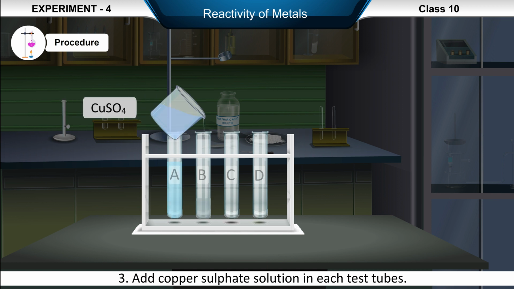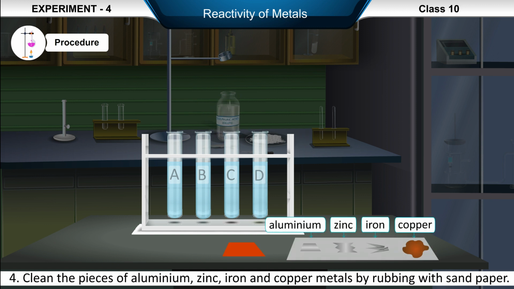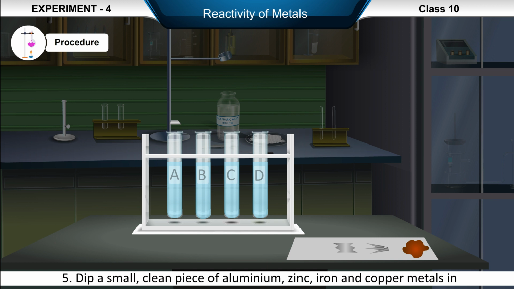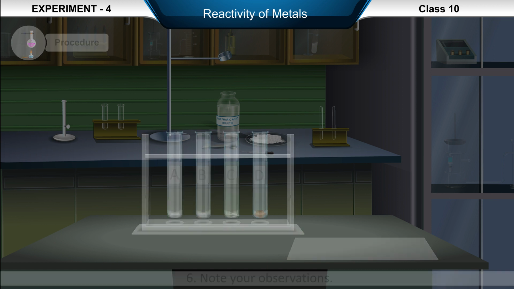Add copper sulfate solution in each test tube. 4. Clean the pieces of aluminium, zinc, iron and copper metals by rubbing with sandpaper. 5. Dip a small, clean piece of aluminium, zinc, iron and copper metals in test tubes A, B, C and D, respectively. 6. Note your observations.